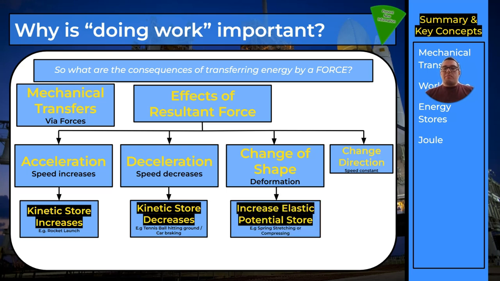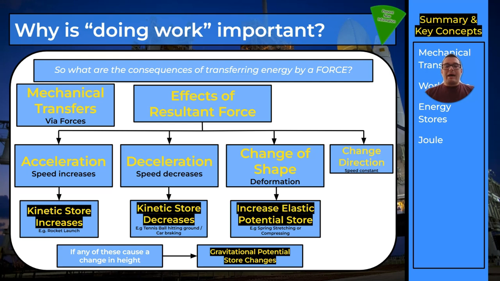Anytime the object changes shape, that is a change in the elastic potential energy, and that can increase both in the scenario of extension and stretching, or in terms of compression. So it can work in both directions. And any change in height causes a change in gravitational potential energy. It's worth noting that a change in direction does not actually do work, because the force is applied perpendicular to the direction of travel, and therefore no work is done, and therefore the actual energy transfer is not applied.